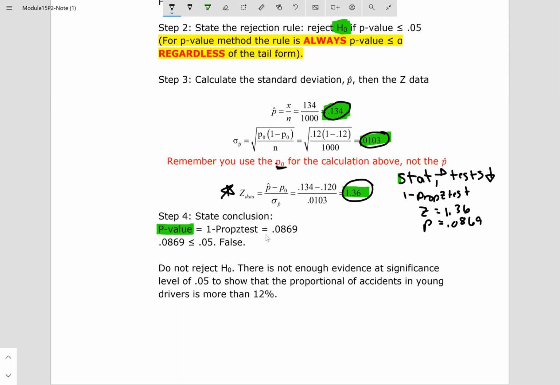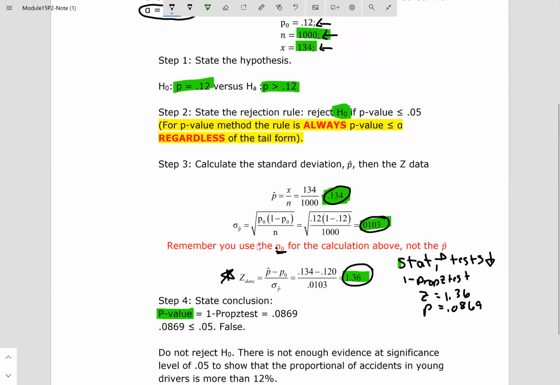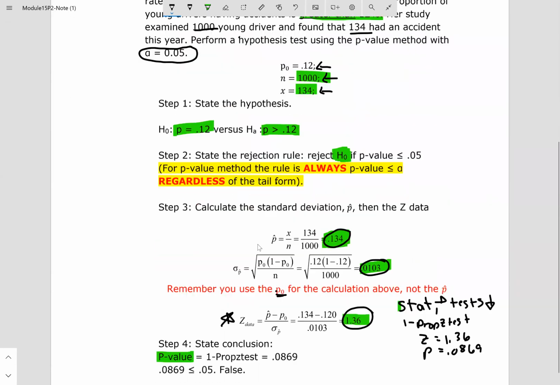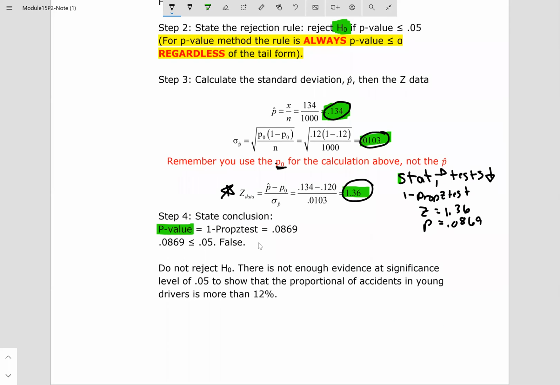So the question is, is 0.05, which is our alpha, greater than or equal to the p-value? And it is not. So we do not reject the null hypothesis. There is not enough evidence at significance level 0.05 to show that the proportion of accidents in young drivers is more than 12%.